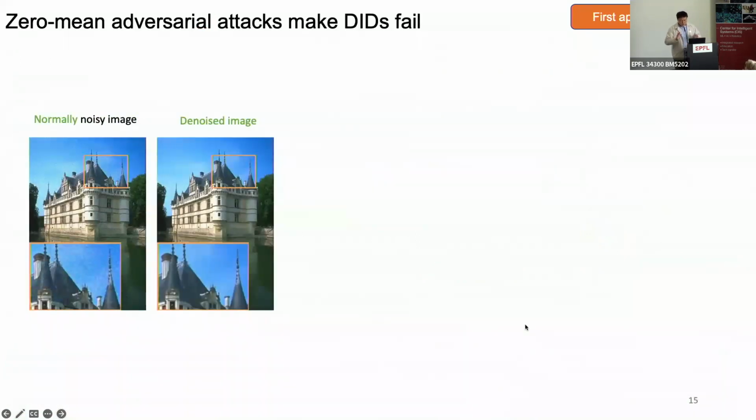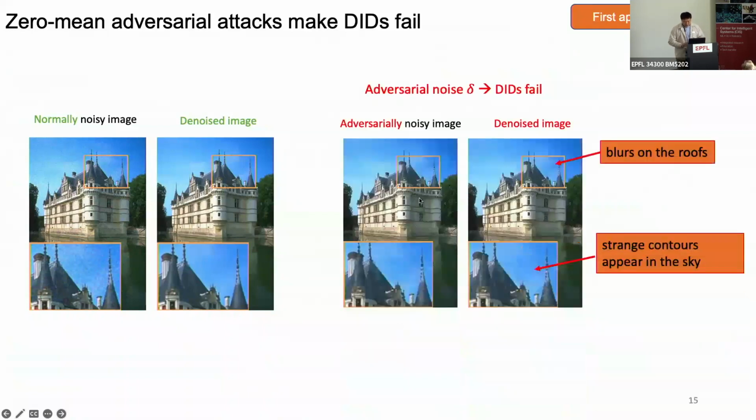For example, the deep image denoiser can effectively handle the normally noisy image and remove the noise to reconstruct the clear images. By comparison, if the noise is crafted by our zero mean attacks, the performance of the deep image denoiser is severely damaged. We can see some blurs remaining on the roof and some strange contours appearing in the sky. Therefore, our zero-mean attack can indeed uncover the vulnerability of the deep image denoiser.